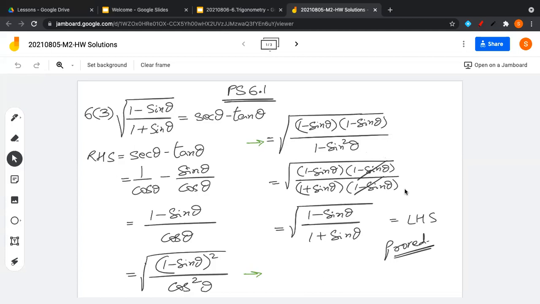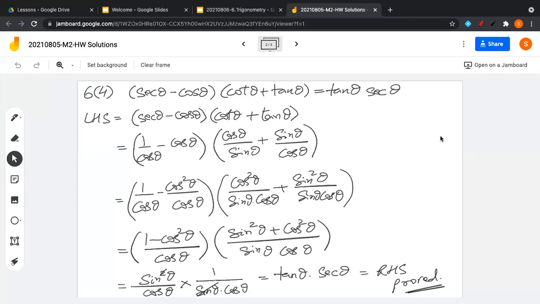Then 1 minus sine theta divided by 1 minus sine theta becomes 1. I'm left with the square root of the fraction 1 minus sine theta by 1 plus sine theta, which is the LHS, and hence we have proved it successfully.